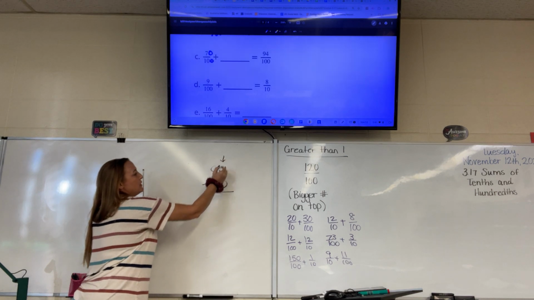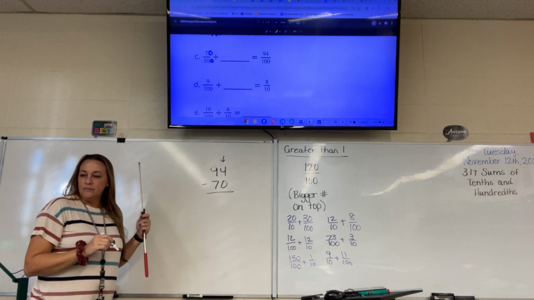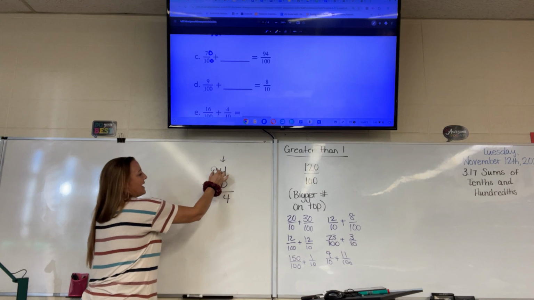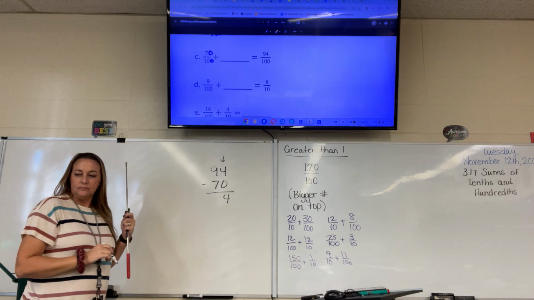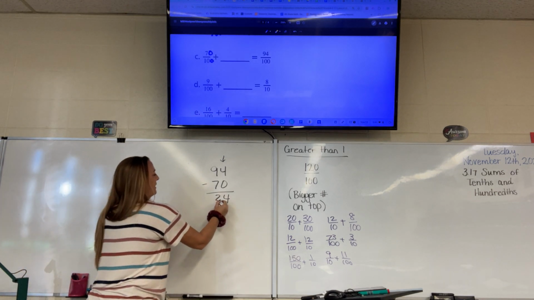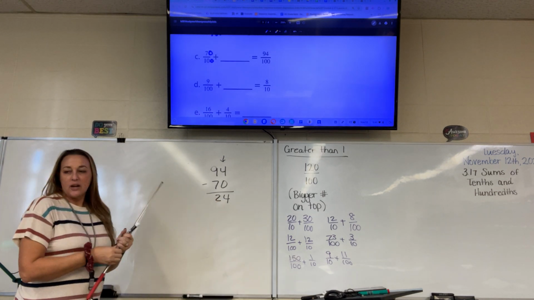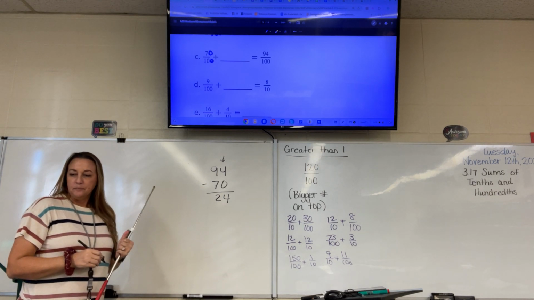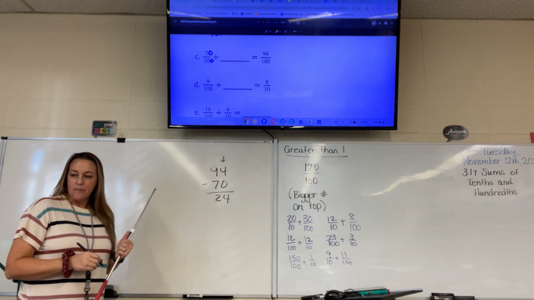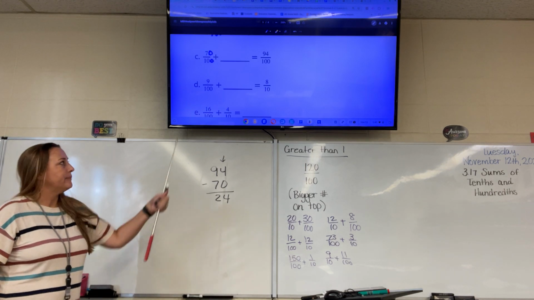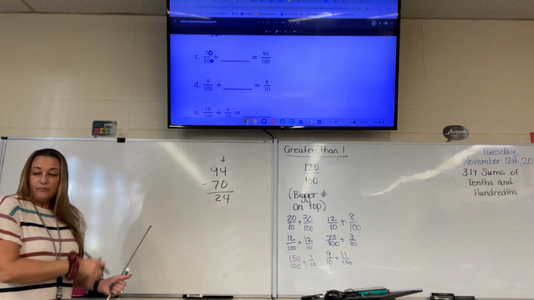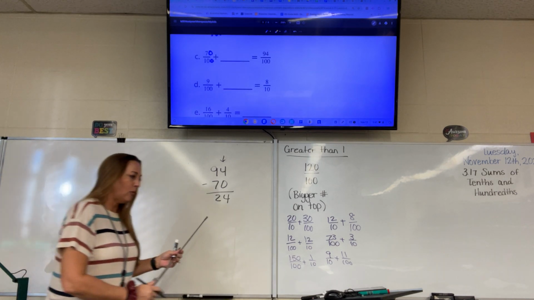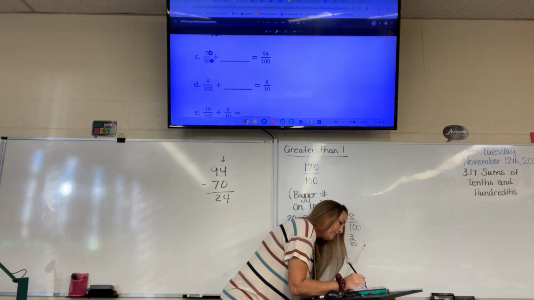So we're going to start here in the ones place. So what's 4 minus 0? 4. And then what's 9 take away 7? 2. Okay? So what's our denominator going to be? The bottom number. What's your bottom number going to be? 100. What's your top number going to be? What did you just figure out it was? 24. So we're going to write 24 on top and 100 on the bottom.